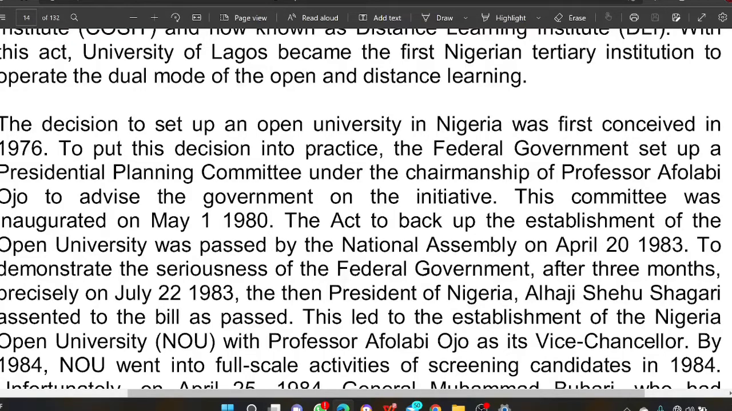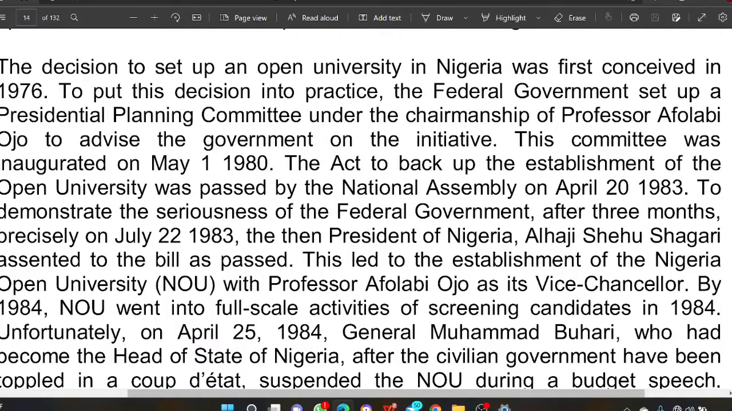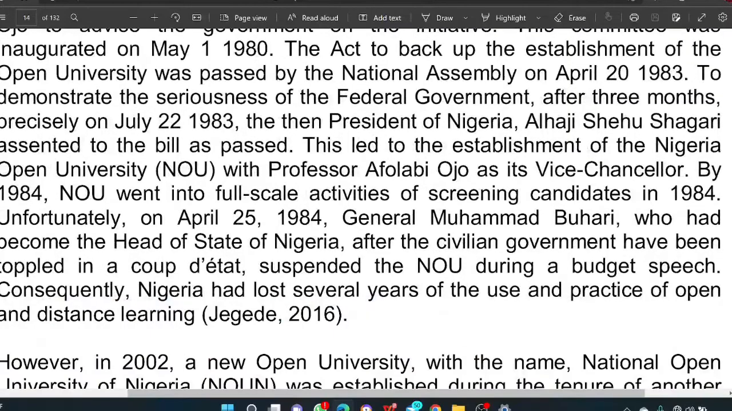The act to back up the establishment of the Open University was passed by the National Assembly on April 20, 1983, to demonstrate the seriousness of the Federal Republic. After 3 months, precisely on July 22, 1983, the then President of Nigeria, Alhaji Shehu Shagari, assented to the bill as passed. This led to the establishment of the National Open University (NOU) with Professor Afolabi Ojo as its Vice Chancellor. By 1984, it went into full-scale activities of screening candidates.